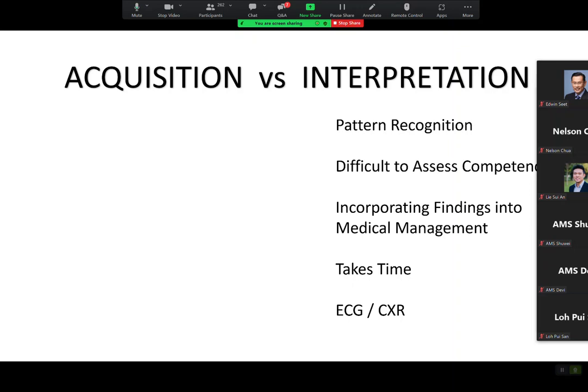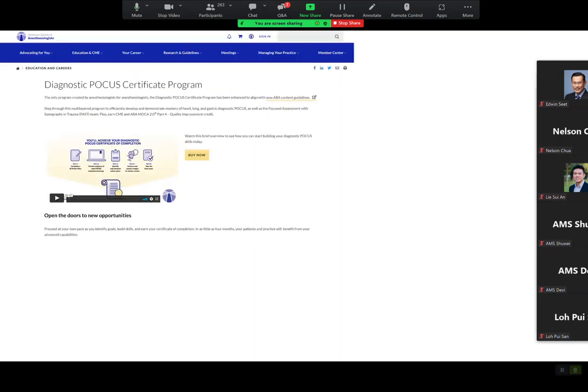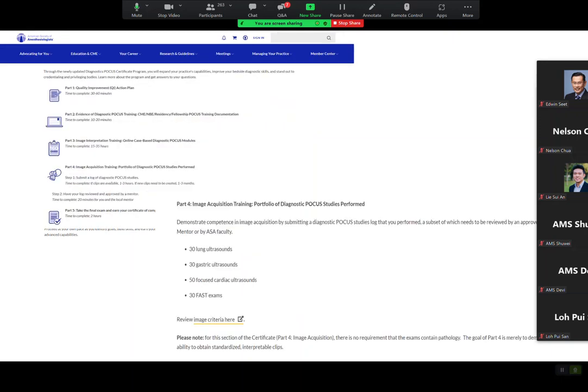But having said that, we all learn how to interpret ECGs and chest X-rays in medical school, so why not focused ultrasound? And indeed, some medical schools have incorporated focused ultrasound education into their training programs. So we can look at some certification programs. There are certification programs by the American Society of Anesthesiologists, which take the issue of image interpretation as well.